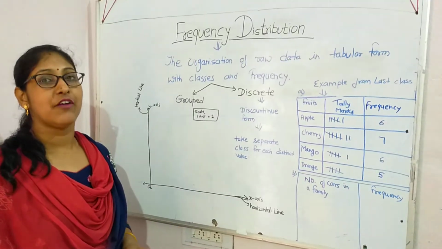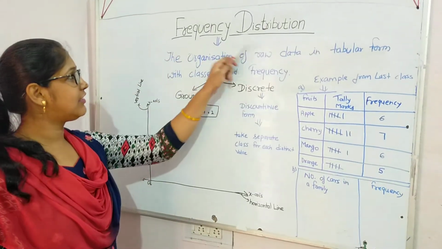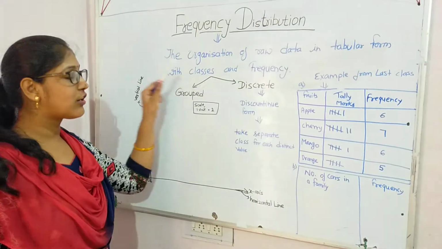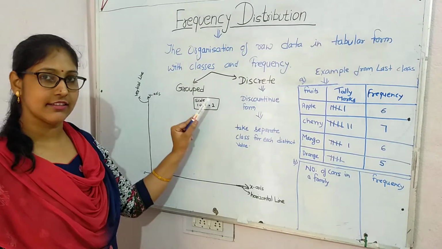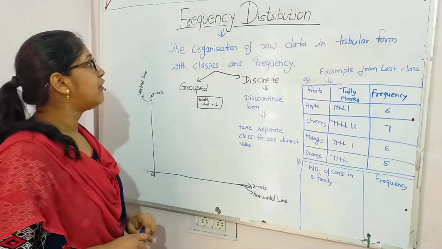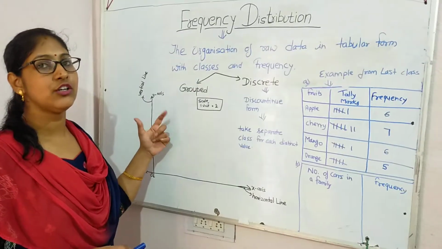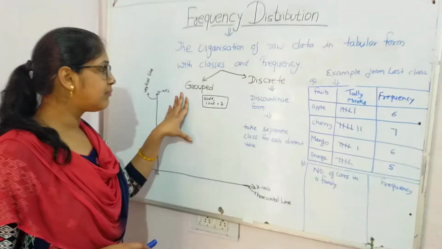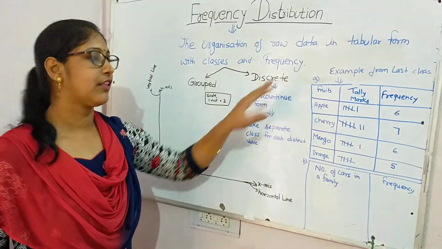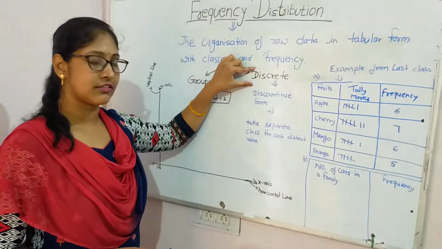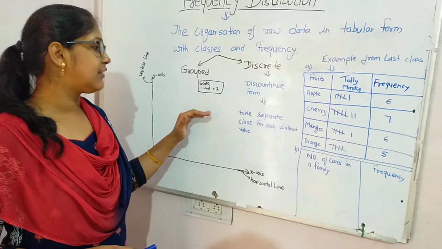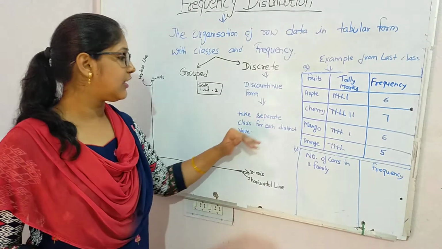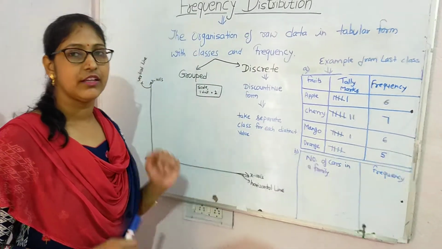Hello everyone. Our next topic is frequency distribution. It is the organization of raw data in tabular form with classes and frequency. We arrange it in two types, grouped form and discrete form. The meaning of the word discrete is discontinuous. It means here we take separate classes for each distinct value.